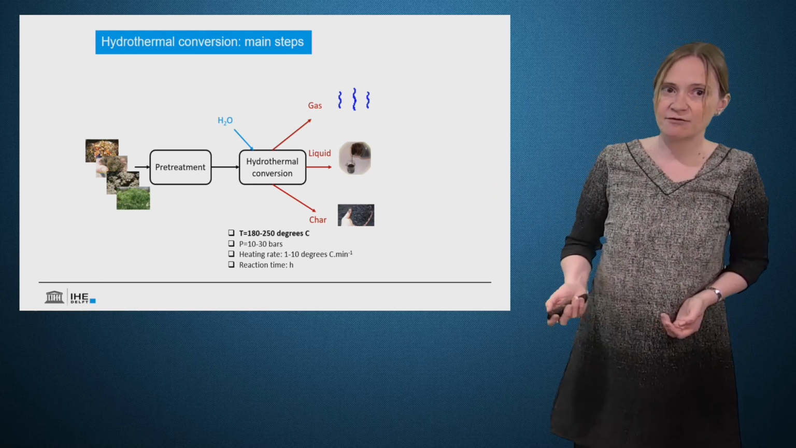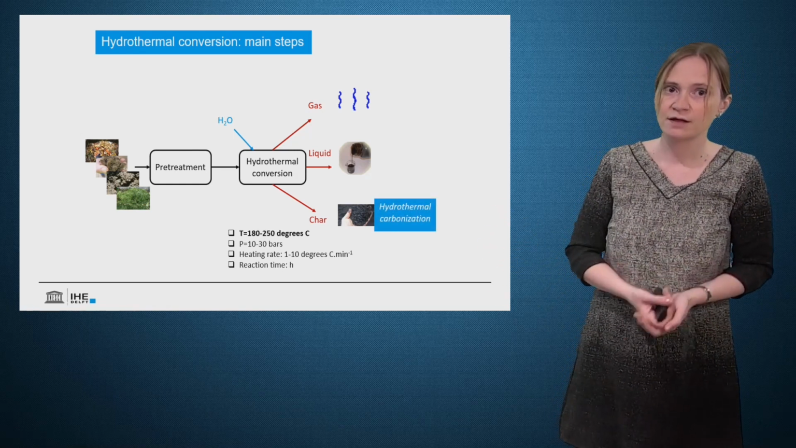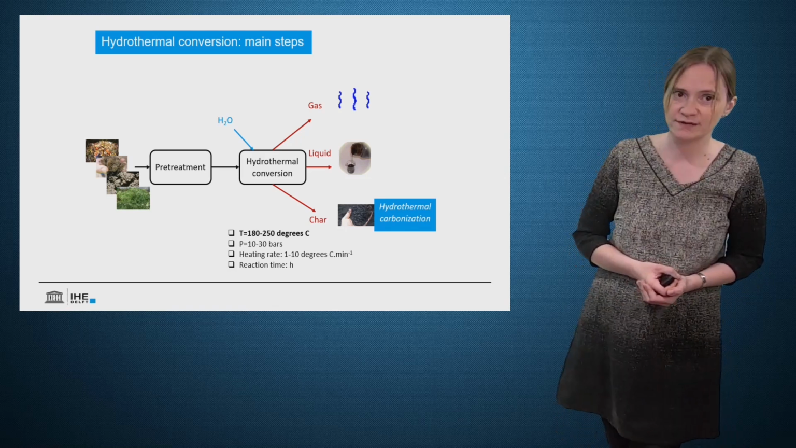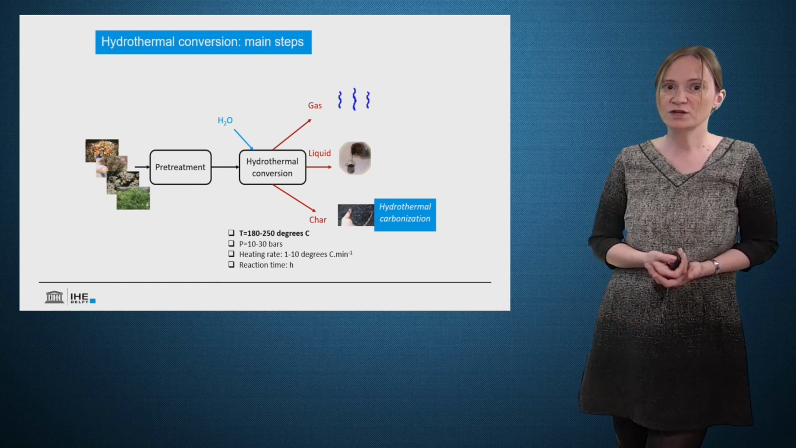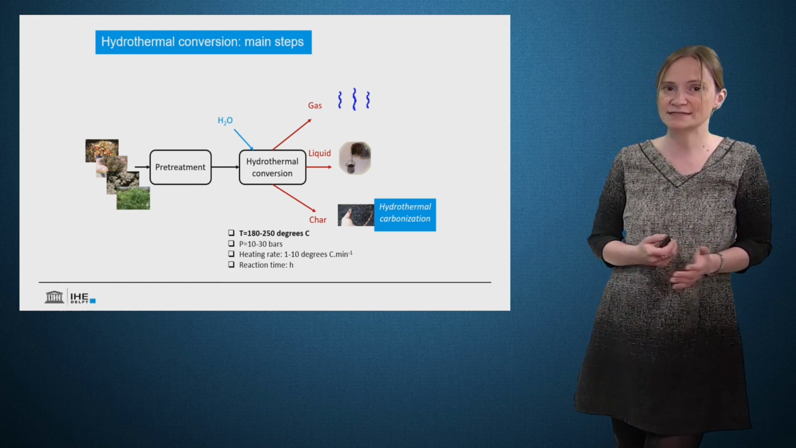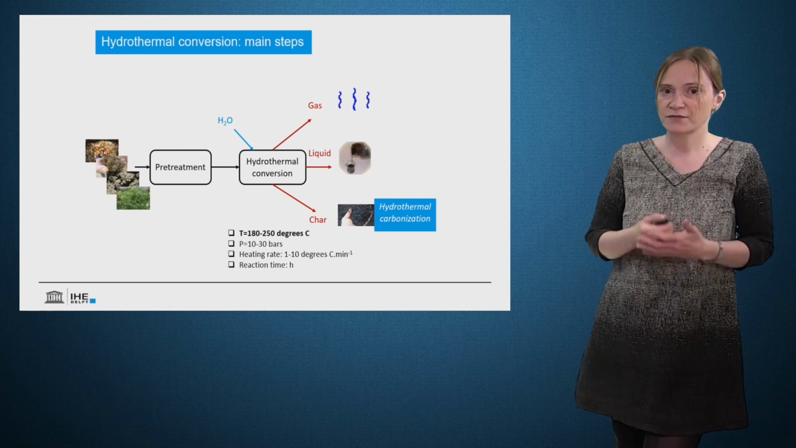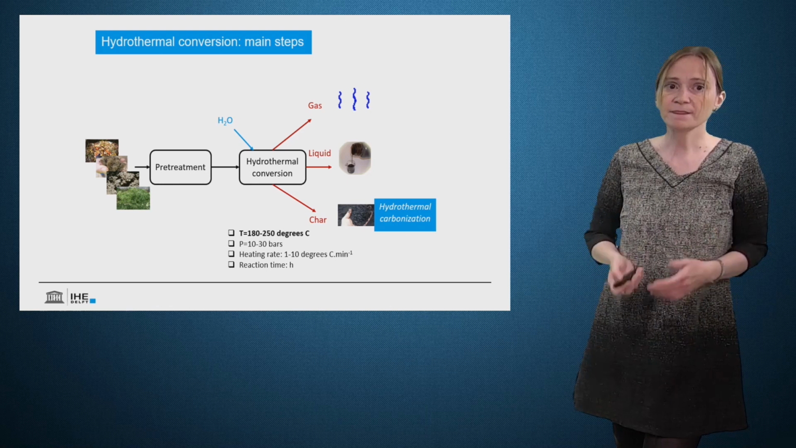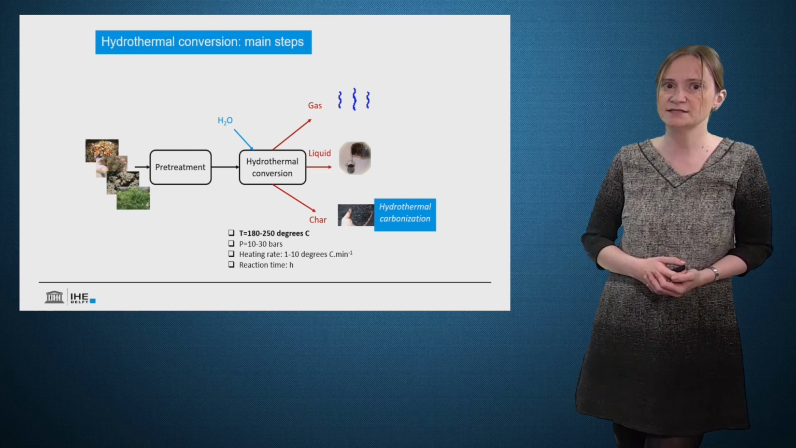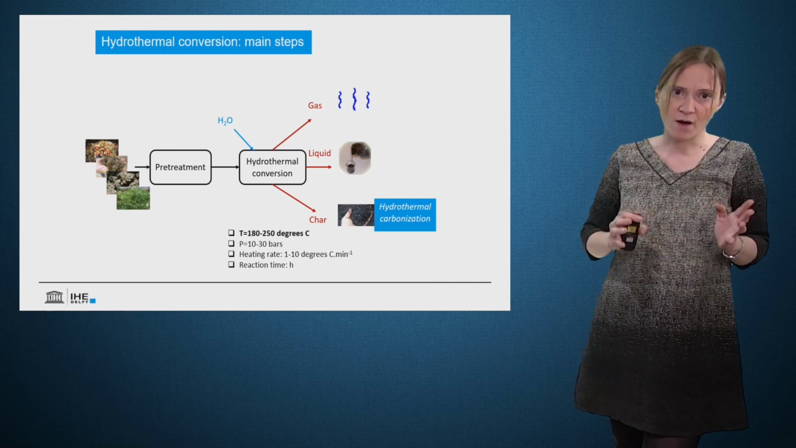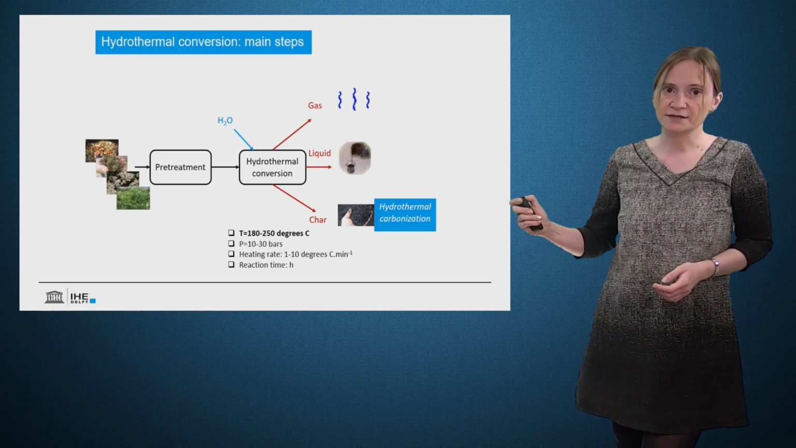Hydrothermal conversion can be carried out at different temperatures. But when it comes to producing biochar, the temperature range is usually between 180 and 250 degrees Celsius, which corresponds to pressures between 10 and 30 bars. The process is then called hydrothermal carbonization. Its heating rate is slow, of a few degrees per minute, and the reaction time is therefore around 1 hour. The maximum char yield can go up to 50% of the dry solid.